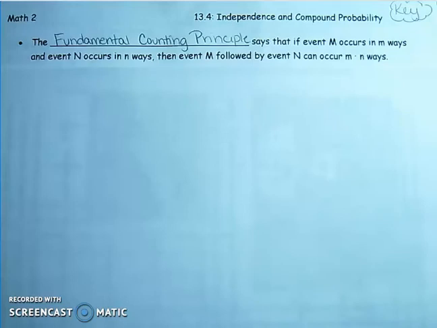Okay, hopefully your quiz on Friday went well. Today we're going to start talking about the difference between independent and dependent and compound probability, which means more than one thing happening at a time. Before we do that, we need to talk about a principle called the fundamental counting principle.